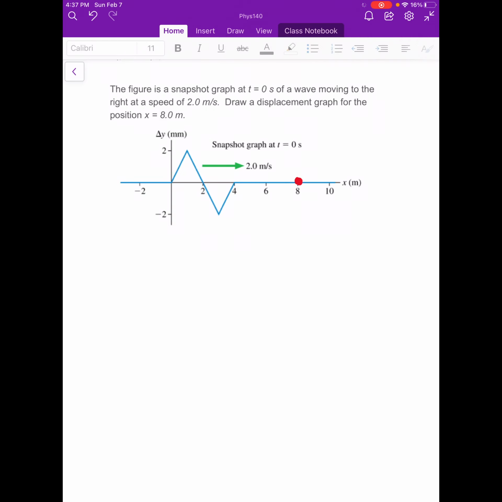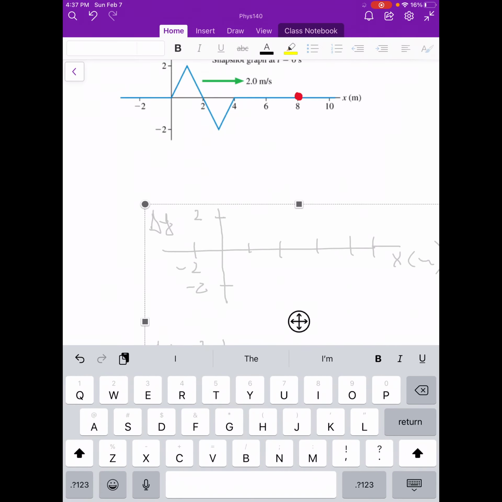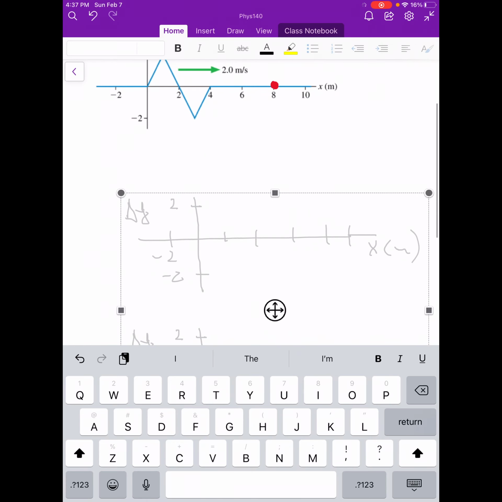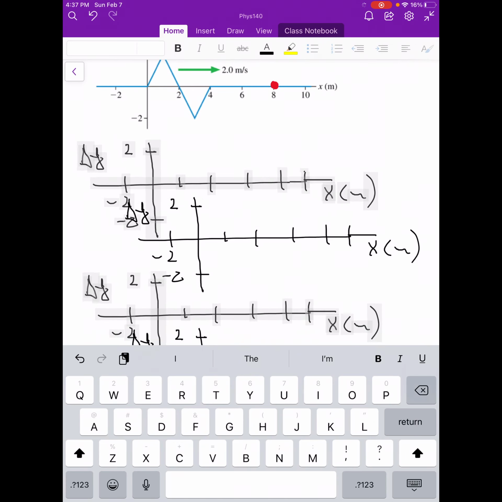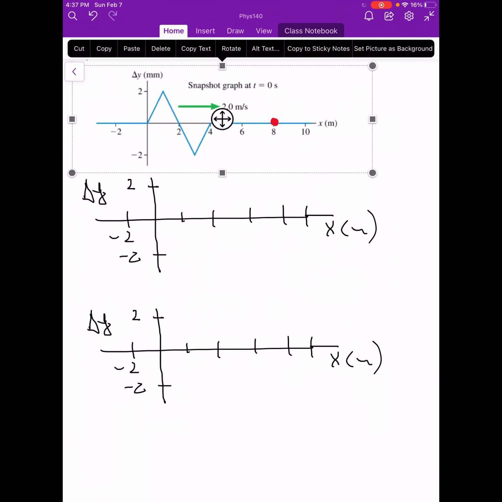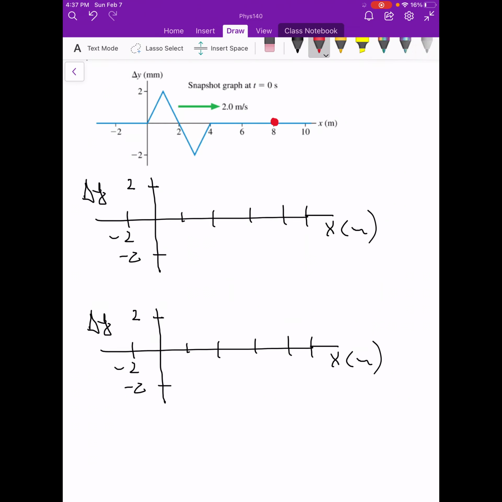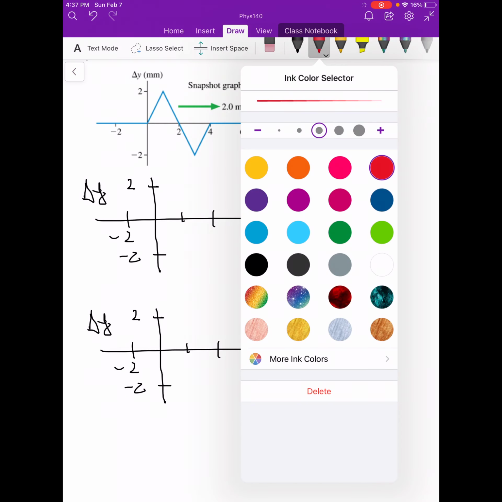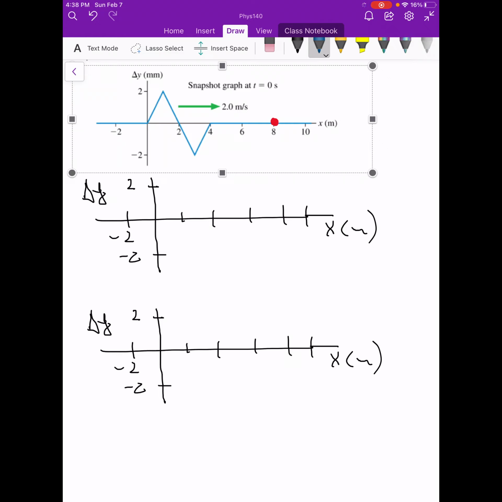So let me paste in a couple of graphs and line these up. All right, I just drew a couple of graphs here. What I'm going to do is draw the wave in 1 second. I want to draw what's going to happen in 1 second to this wave. I know in 1 second it's going to move by 2. So this position at 0 is going to move over to 2, position 2 is going to move over to 4, and the position at 4 is going to move over to 6.